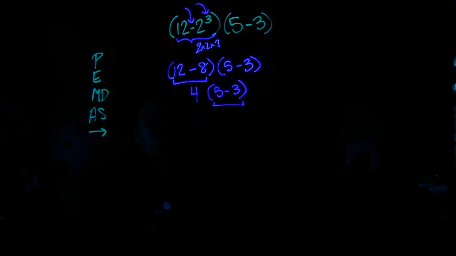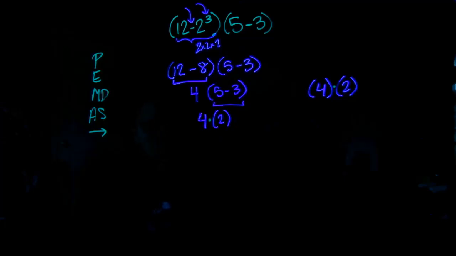Still taking care of parentheses. 5 minus 3 is 2. Now some people are going to write it like this, 4 with 2 in parentheses like this. Other people are going to write it like this. They're going to keep their 4 in parentheses and then their 2 in parentheses. Either way, know that this number right next to parentheses is multiplication.